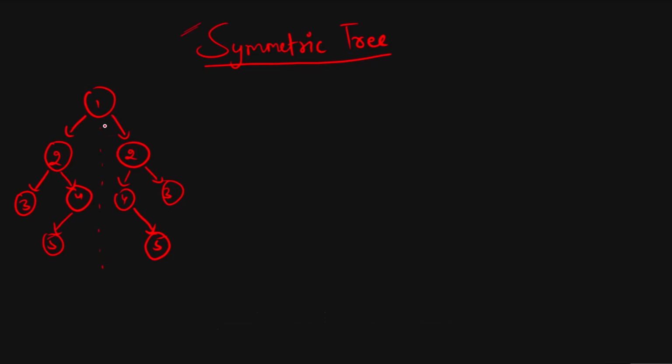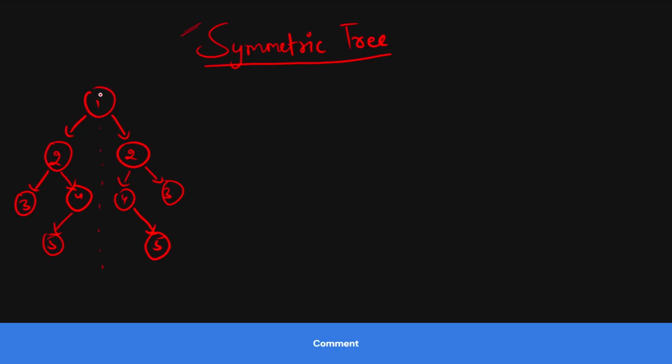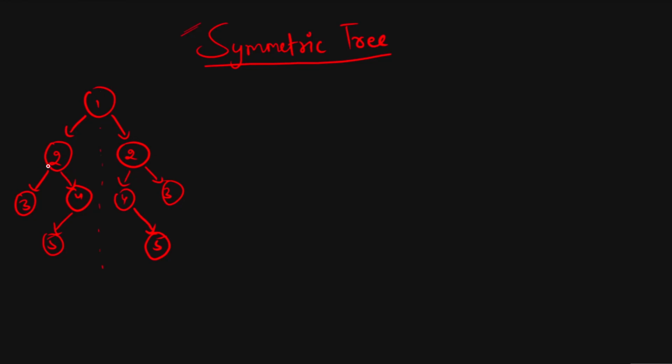What symmetric means is that the left should equal its right. This left should equal its right, and two's left should equal its right. So if you see, its left should equal this right, and this right should equal this left.